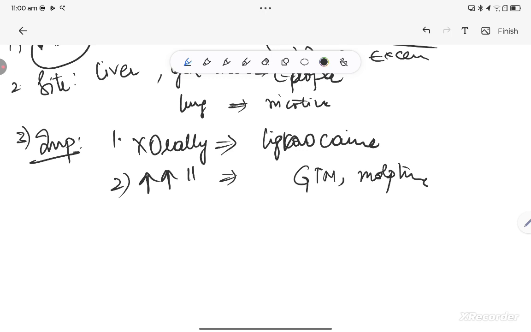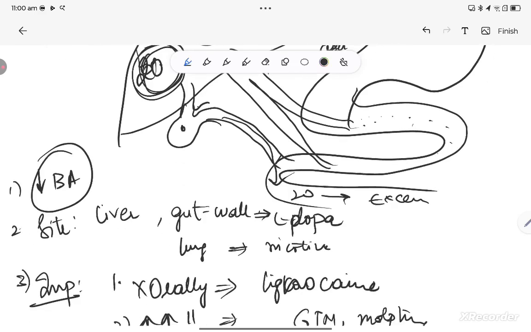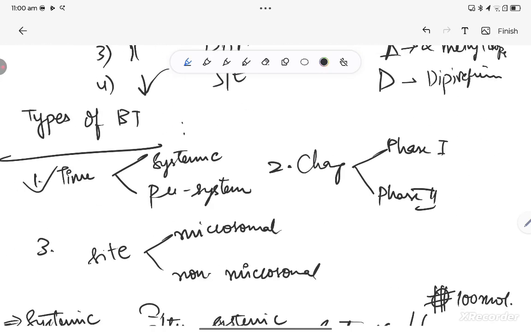Next one, individual variations will be there in the action of the drug. Individual variations will be there. Clear? With this we have finished pre-systemic metabolism. Now let us talk about based on the type of change. We saw it. Yes? So, with this we have finished systemic and pre-systemic.